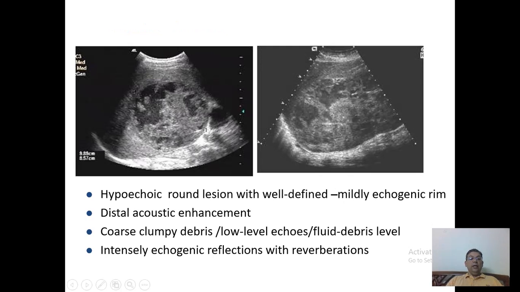Once again, it is an abscess. Look, it is hypoechoic, which means slightly solider than the rest of the liver parenchyma. It is well defined. The margin is mildly echogenic. It is stronger than the rest of the lesion. Then there are coarse clumpy debris, low level echoes, and you can see debris fluid levels. And once the patient is moved, you can see it's the same lesion and the patient is moving here, and you can see the echogenic reflections with reverberations.